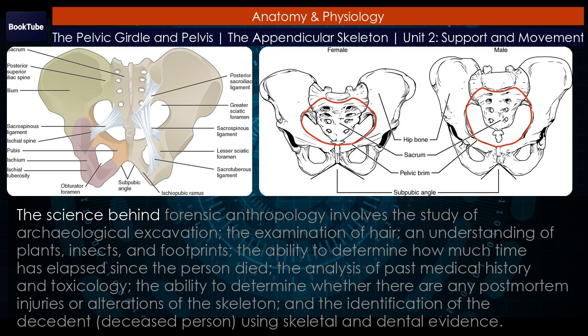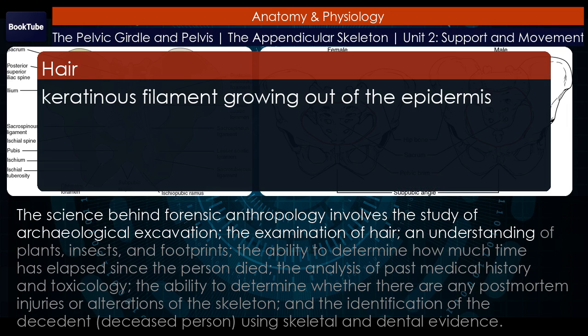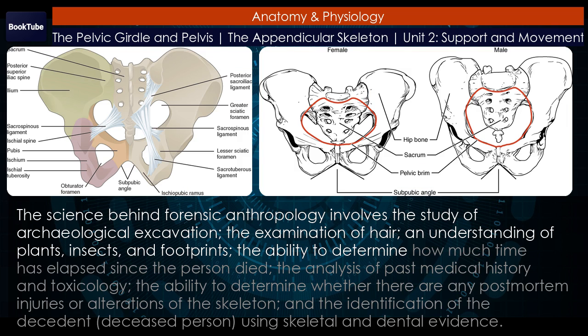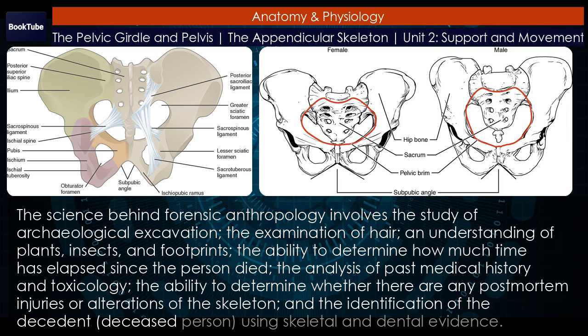The science behind forensic anthropology involves the study of archaeological excavation, the examination of hair, an understanding of plants, insects, and footprints, the ability to determine how much time has elapsed since the person died, the analysis of past medical history and toxicology, the ability to determine whether there are any postmortem injuries or alterations of the skeleton, and the identification of the deceased person, using skeletal and dental evidence.